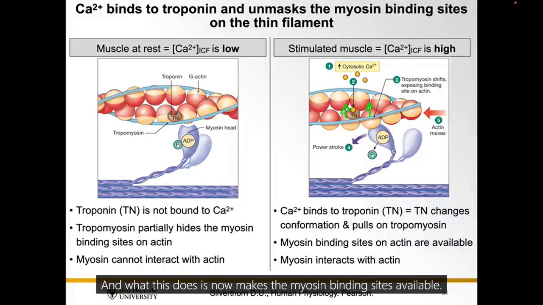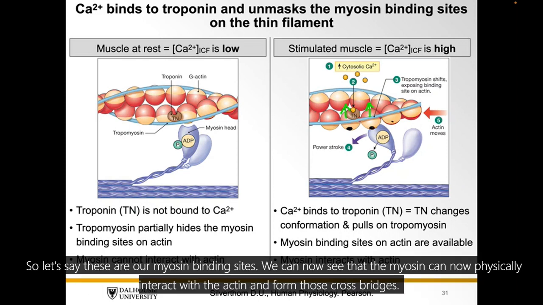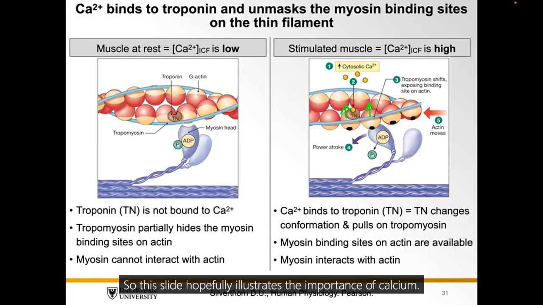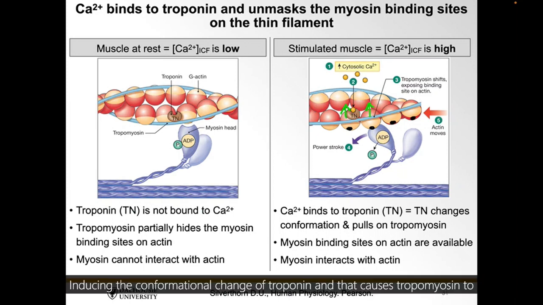And what this does is now makes the myosin binding sites available. So we don't see them on this cartoon here, but I will add them in black here. So let's say these are our myosin binding sites. We can now see that the myosin can now physically interact with the actin and form those cross bridges. So this slide hopefully illustrates the importance of calcium inducing the conformational change of troponin, and that causes tropomyosin to move and then myosin binding sites to be revealed and available for myosin.